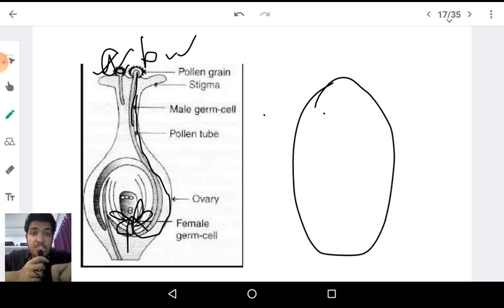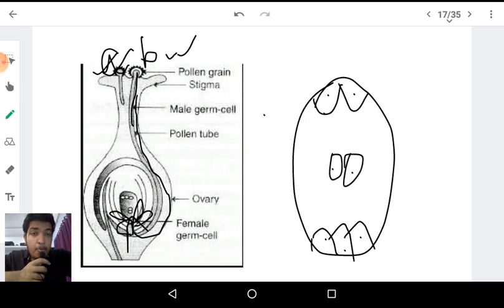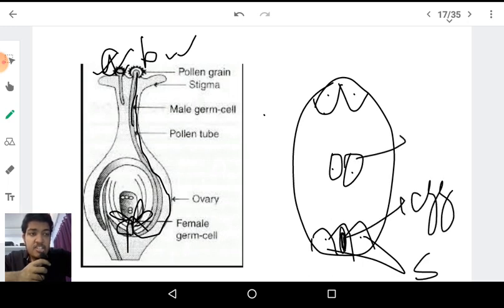An ovule consists of different apparatus. It is a 7-celled apparatus which consists of synergids, antipodals, and polar nuclei. Here these two are known as synergids. This one is known as the egg apparatus. This is known as the polar nuclei, and these two are known as the antipodals.